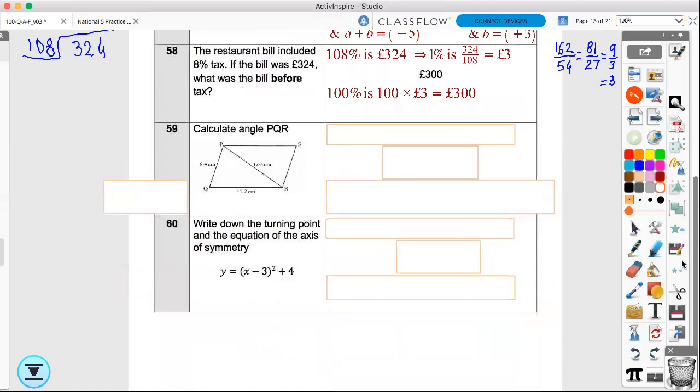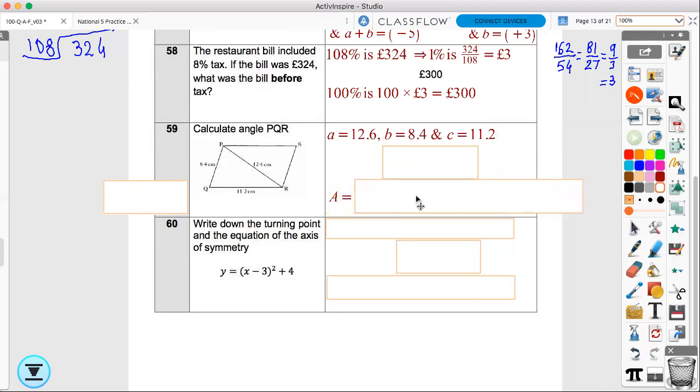Okay. Next, I've got an angle to calculate. So I know this side, I know this side, I know this side. And I've been asked to calculate an angle. So I'm going to use a very well-known cos rule. So I was trying to memorize that. So I'm going to decide what is A, what is B, and what is C. We've got those 3 values.